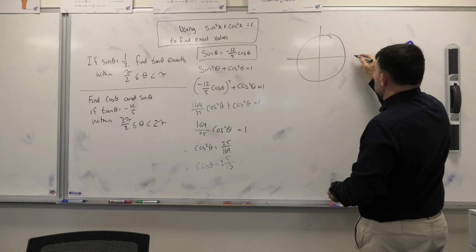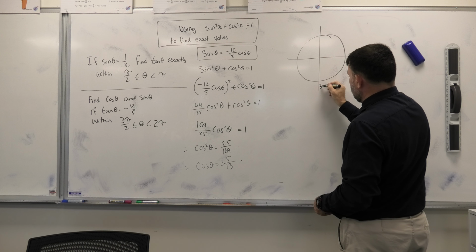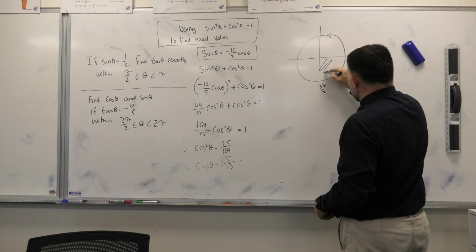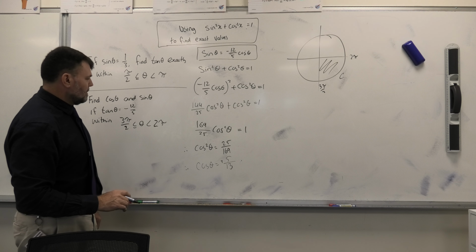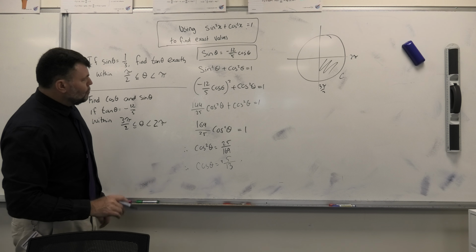But again, we're in the region of 3 pi on 2 and 2 pi. My circles are getting smaller. So in this case here, the part in this here is where cos is positive. So therefore, cos has to be positive. Okay, I've worked out my cos.